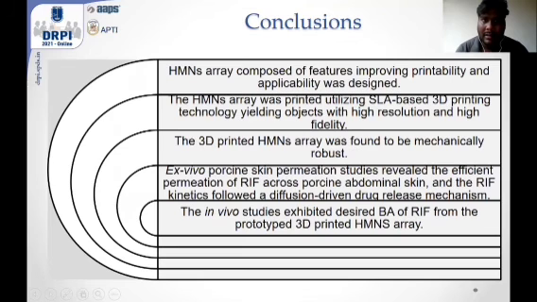It is concluded that the hollow microneedles, designed with improved printability and applicability, were printed in the SLA printer with high resolution. They have robust mechanical endurance so that they can be applied easily on the skin, and they show enhanced skin permeation. So it can be used instead of the oral route.